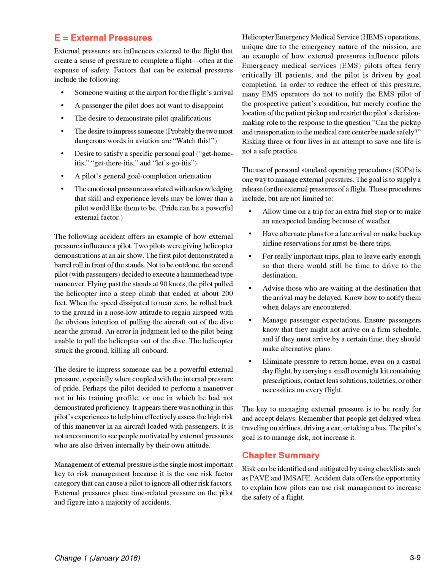200 feet. When the speed dissipated to near zero, he rolled back to the ground in a nose-low attitude to regain airspeed, with the obvious intention of pulling the aircraft out of the dive near the ground. An error in judgment led to the pilot being unable to pull the helicopter out of the dive. The helicopter struck the ground, killing all on board. The desire to impress someone can be a powerful external pressure, especially when coupled with the internal pressure of pride.